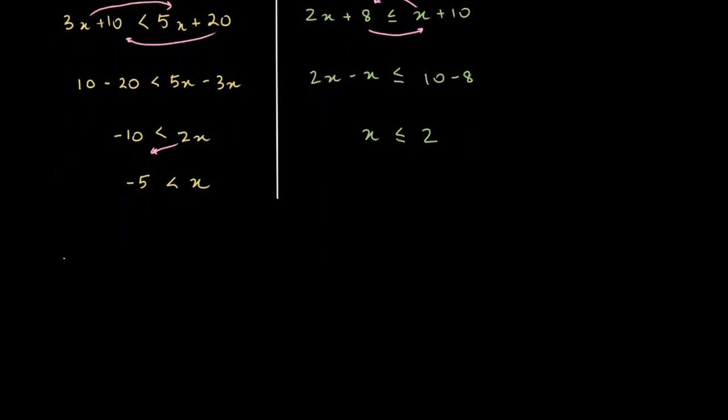Now that's how we can write our solution. Right? So if I am to write my solution now, I'll say the solution will be equal to x such that minus 5 less than x is less than or equal to 2, and x belongs to real numbers. That's the combination of these two values that we just got.